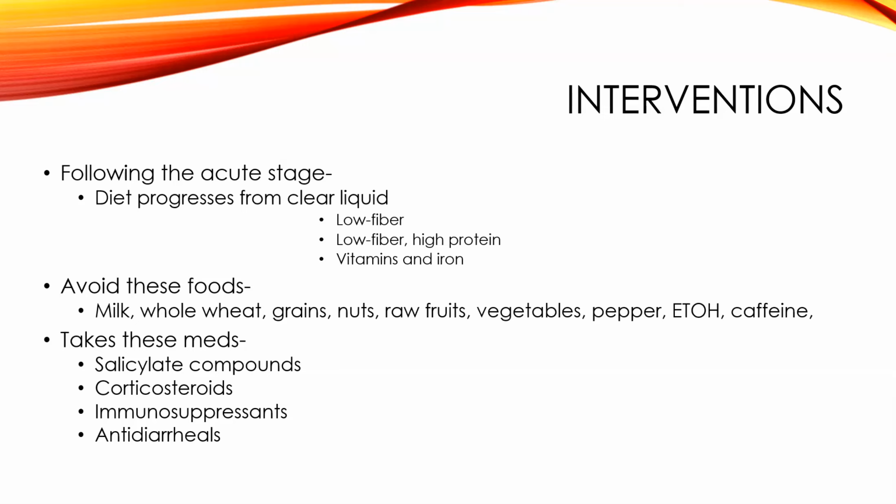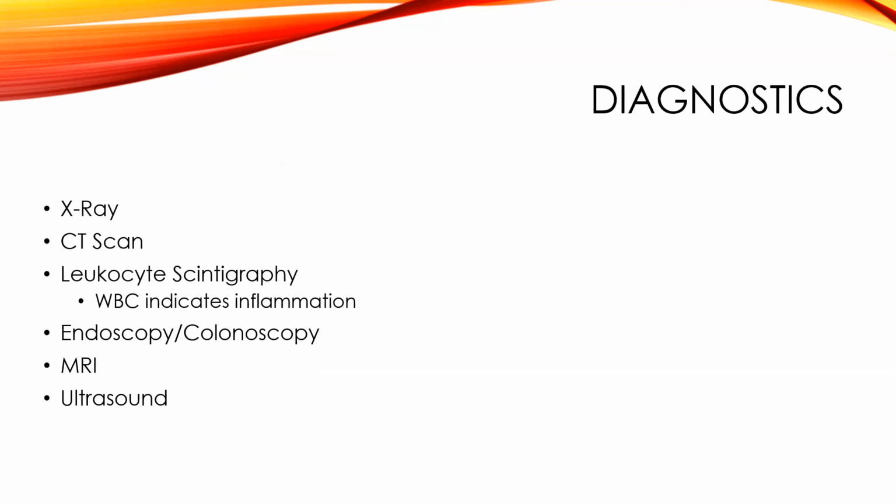Again, avoid foods that contain milk, whole wheat, grains, nuts, raw fruits, vegetables, pepper, alcohol, and caffeine. And again, the corticosteroids help with the inflammation. The immunosuppressants, again, based on the fact that it's an autoimmune disease, and then antidiarrheals to help slow the process down.